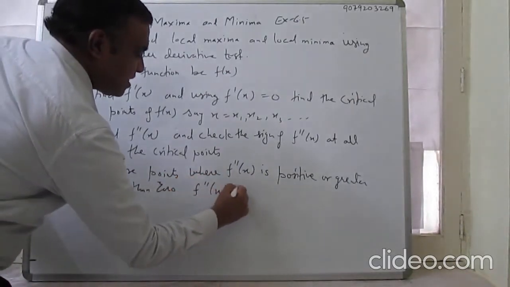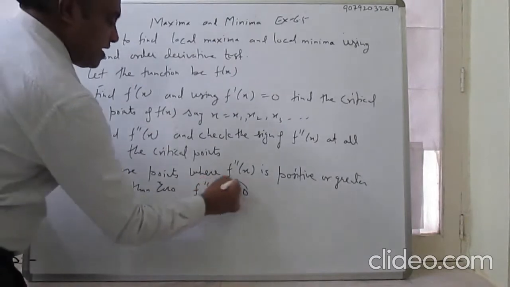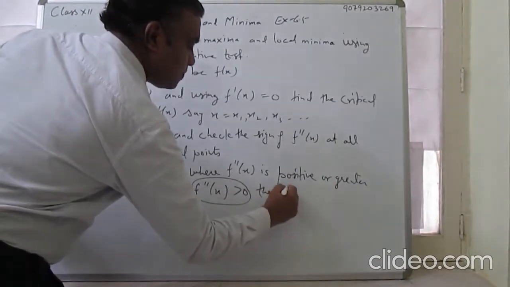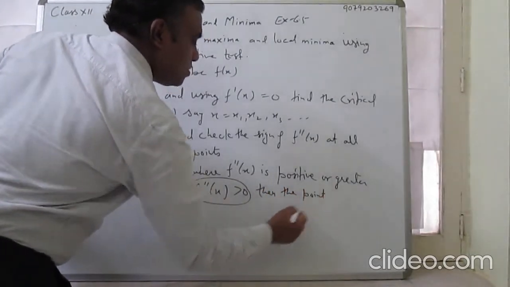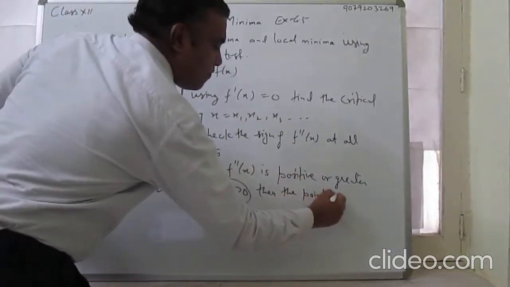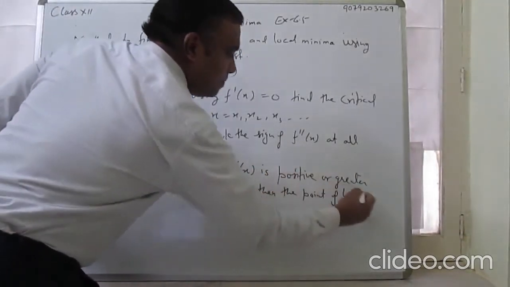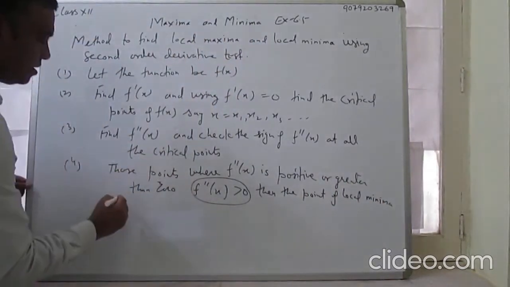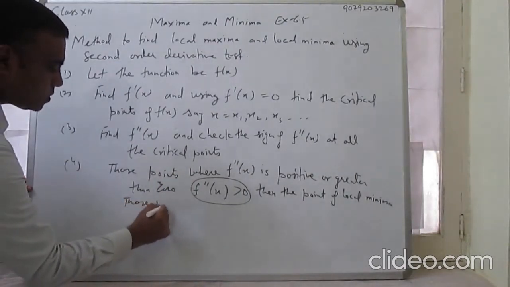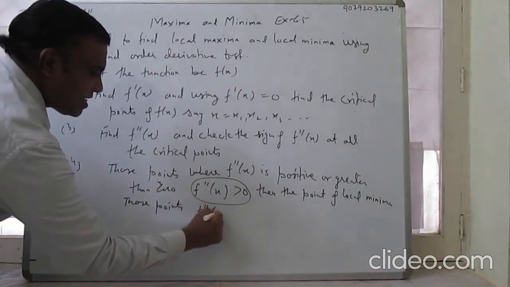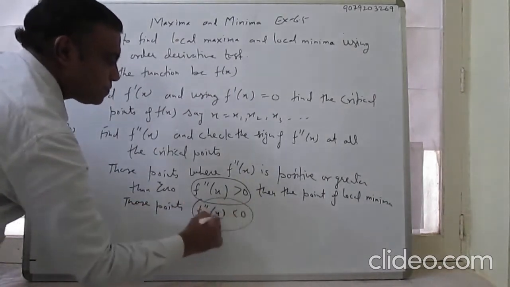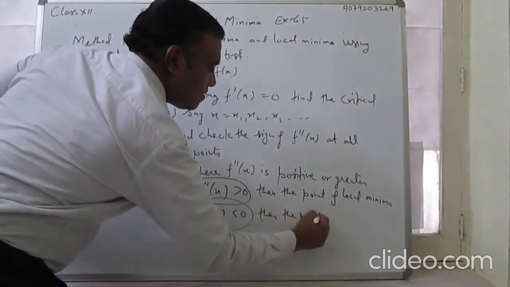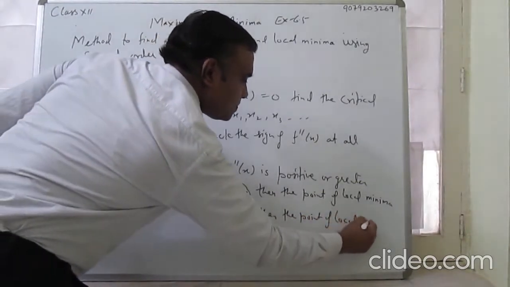f double dash x greater than 0, ये कंडीशन हो, then the point is of local minima, and the function is local minima. Those points where f double dash x is less than 0, then the point is local maxima.